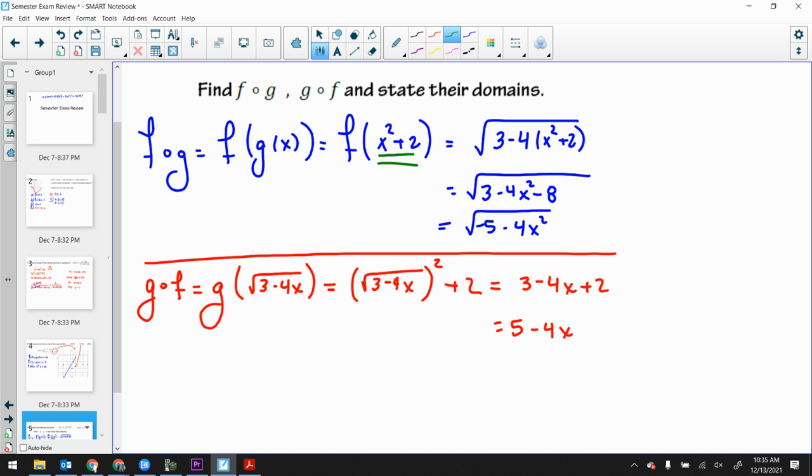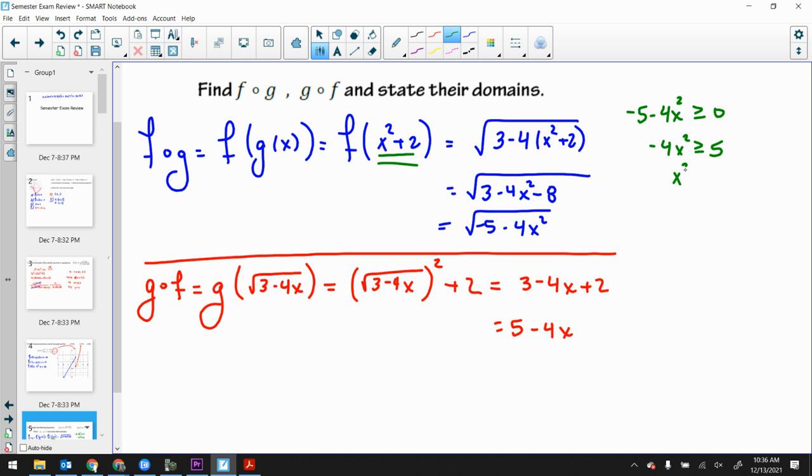Do I have to shift it? Do I have to change it at all in the final? Yeah, I do. Negative 5 minus 4x squared has to be positive. It can be 0. It has to be greater than or equal to 0, right? So let's solve that. We add the 5, so negative 4x squared is greater than or equal to 5.